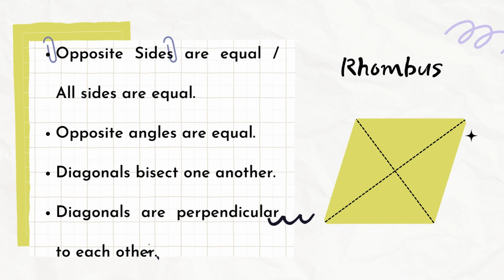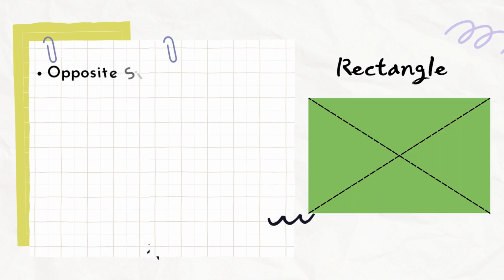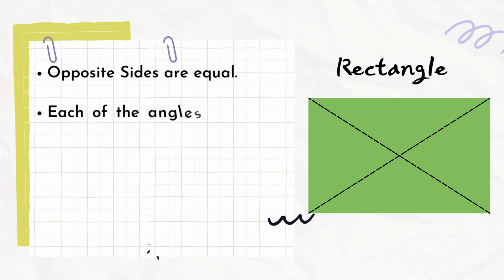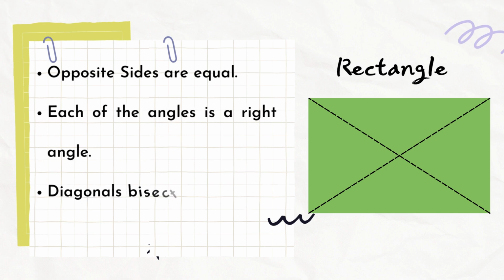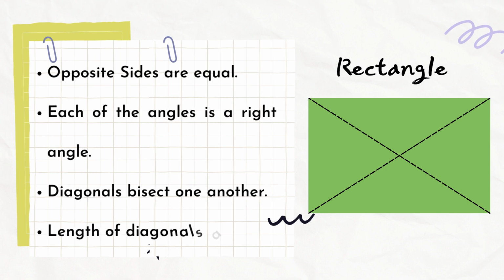Moving towards our third quadrilateral figure, that is the rectangle. A bit common: opposite sides are equal, each of the angles is a right angle, so each angle forms a 90-degree angle. Diagonals bisect each other, that means diagonals are divided into two equal parts, but they are not perpendicular. Remember that the lengths of the diagonals are equal.